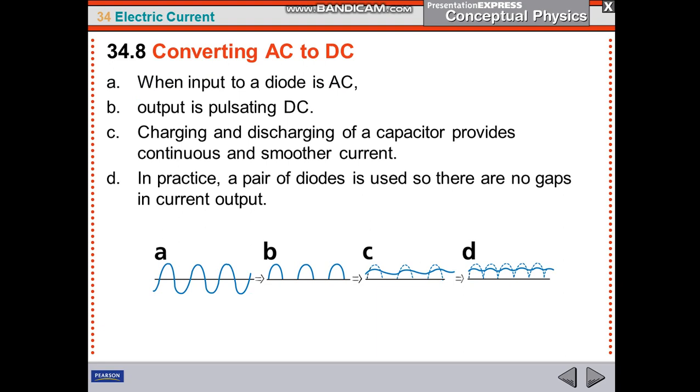And in practice, a pair of diodes is used so there are no gaps in current output. And finally, more practically, when a pair of diodes are used with this system, there will be no gaps in the current output. So this is how a perfect AC-DC converter works.